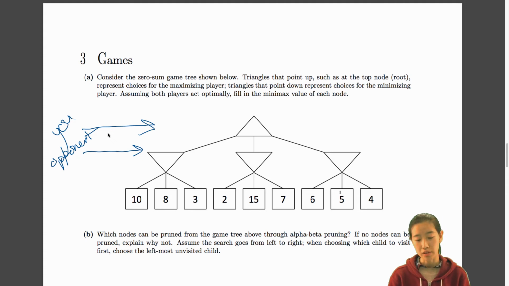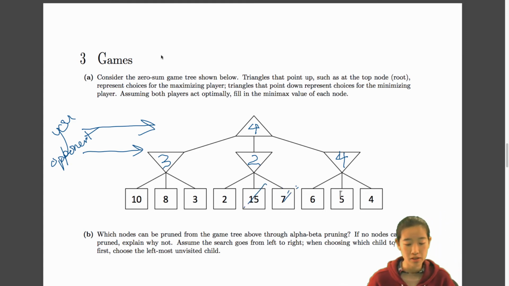So when we want to solve a game tree problem, whenever it's a minimizing node, we choose the minimum of its children. And for the maximizing node, we choose the maximum of its children, in which this case it is 4. Moving on to part B, it asks us, which are the nodes that we can possibly prune? The answer is actually going to be the 15 and the 7.